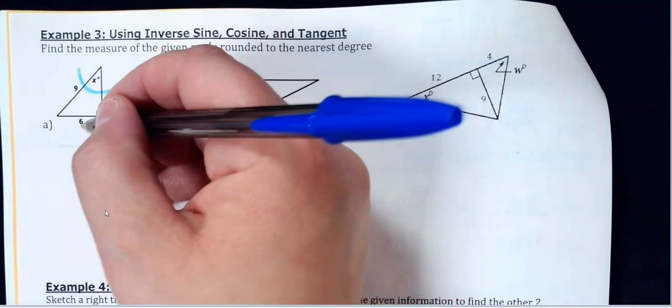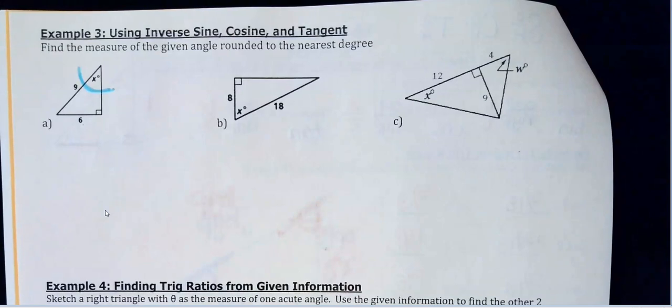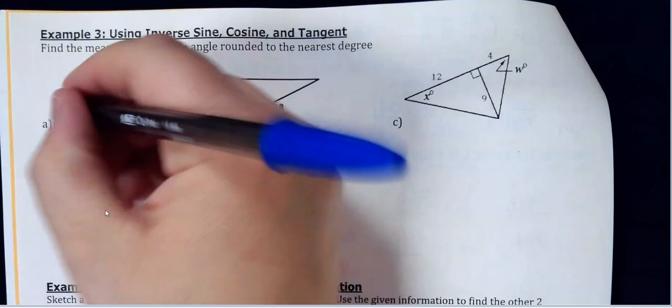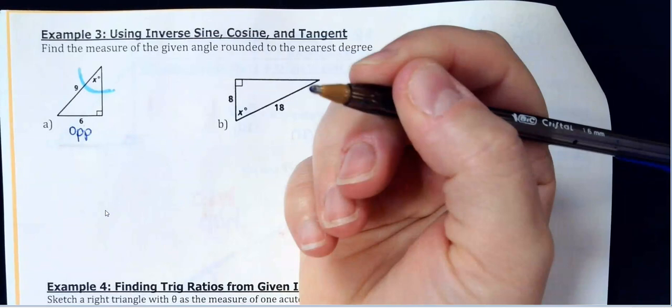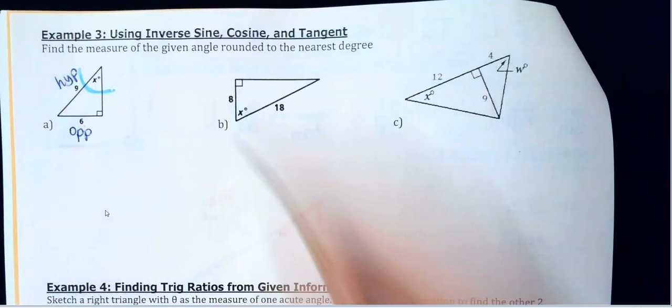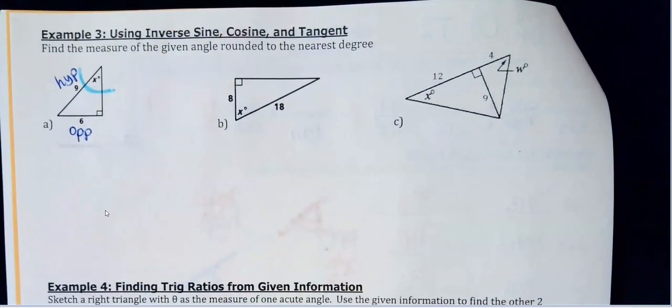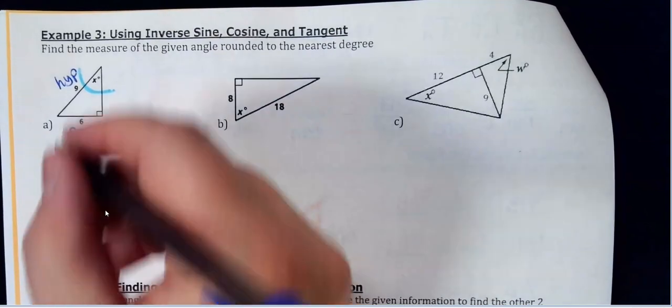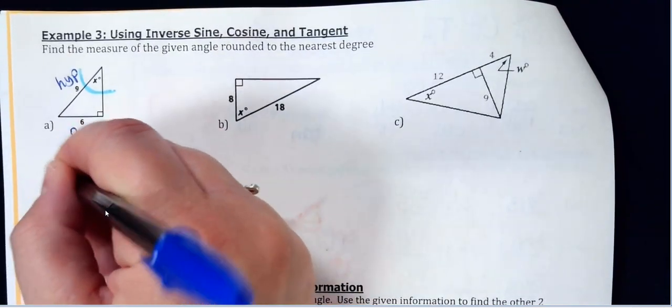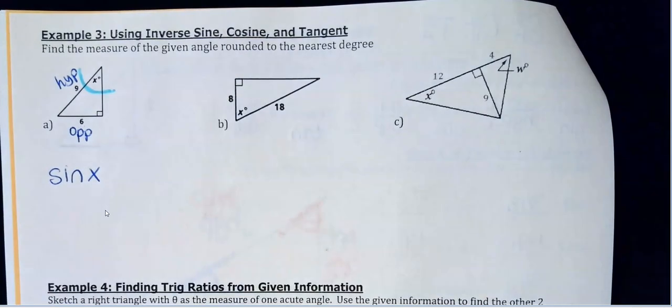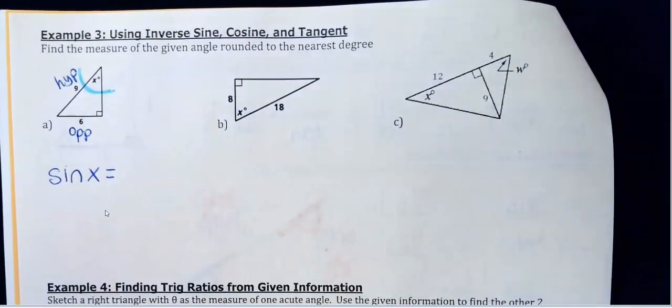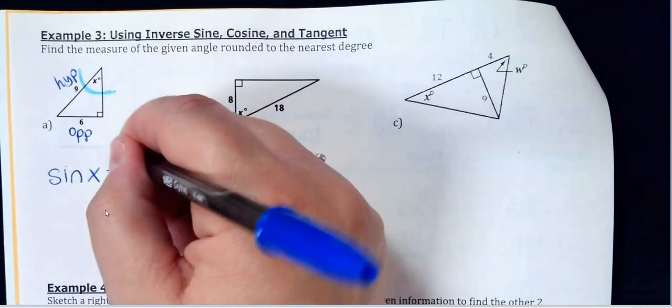How is the 6 related to that angle I'm trying to find? Okay, what about the 9? Hypotenuse. Okay, so opposite hypotenuse is going to be sine. So I'm going to do sine. Now I don't know the angle measure, so this is just x. I do know the ratio, though. I know both sides, opposite and hypotenuse, so 6/9.